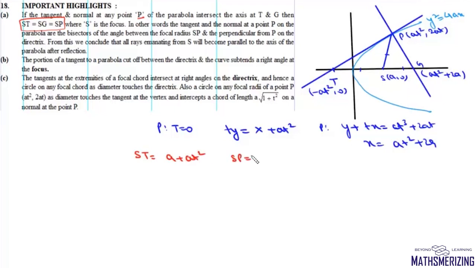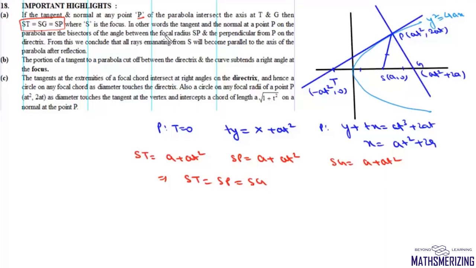Now SP, it is focal distance, and we know that focal distance is a plus at square. And if we write SG, it is at square plus 2a minus a. So it will again be a plus at square. So from here we'll say ST is equal to SP is equal to SG.